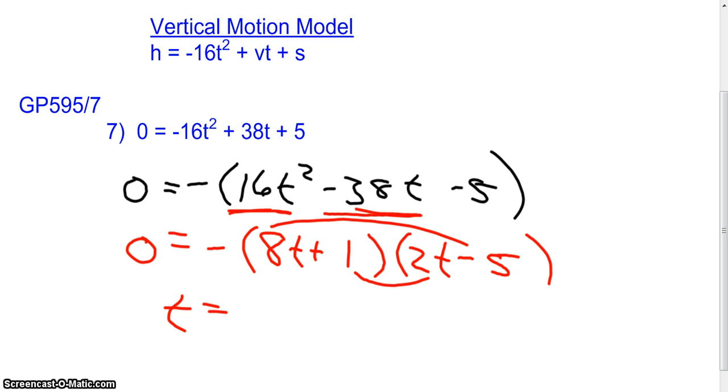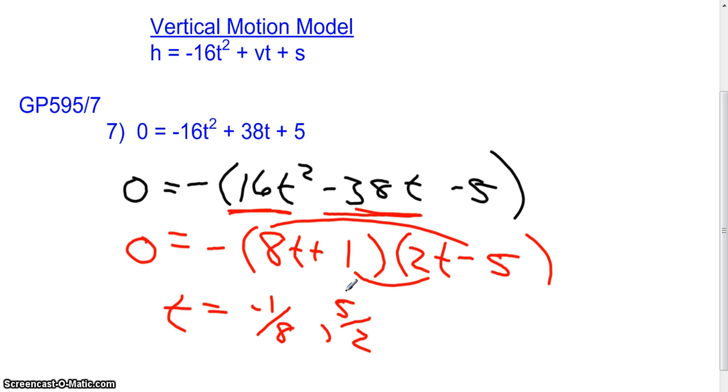Okay, so what are the solutions? Haley, give me a solution. Okay, how about for this first binomial? Okay, very good. So we have the solutions of negative 1/8 and 5 over 2.